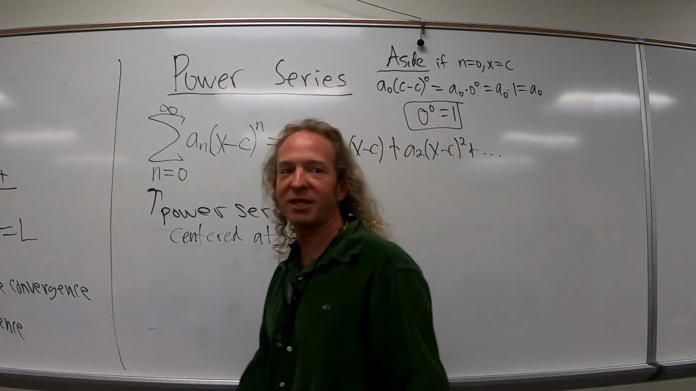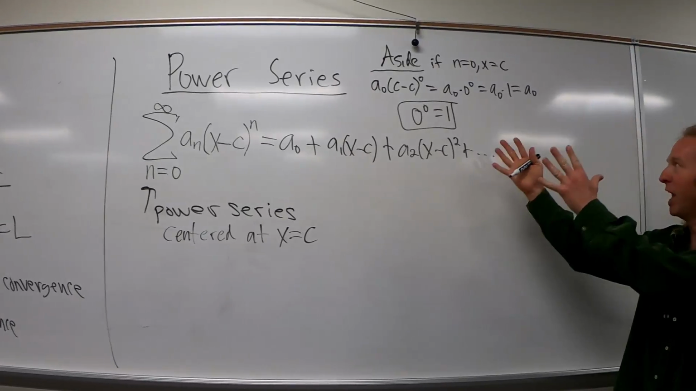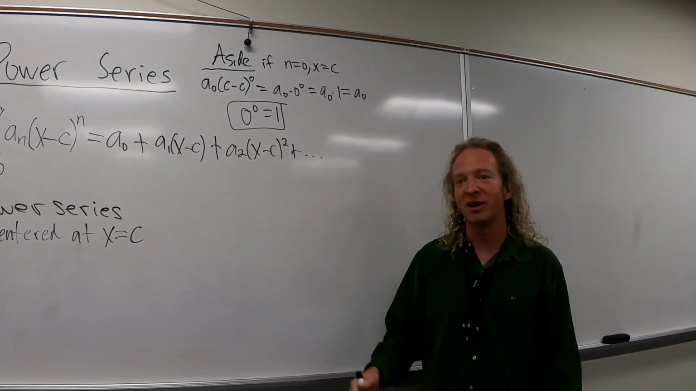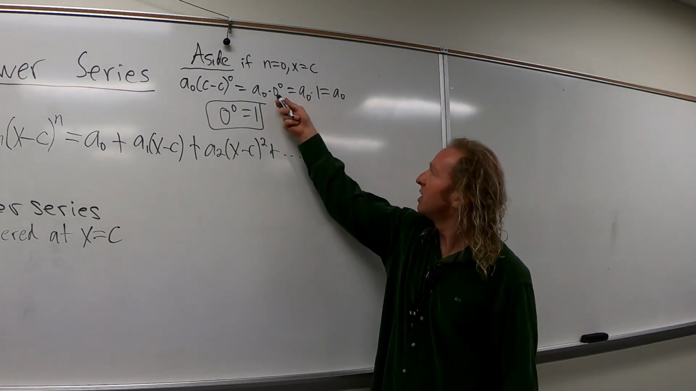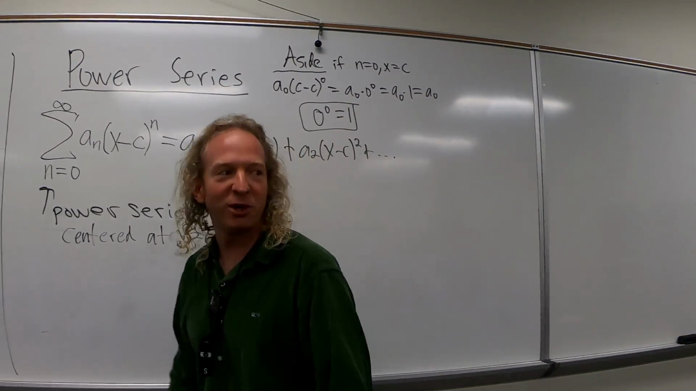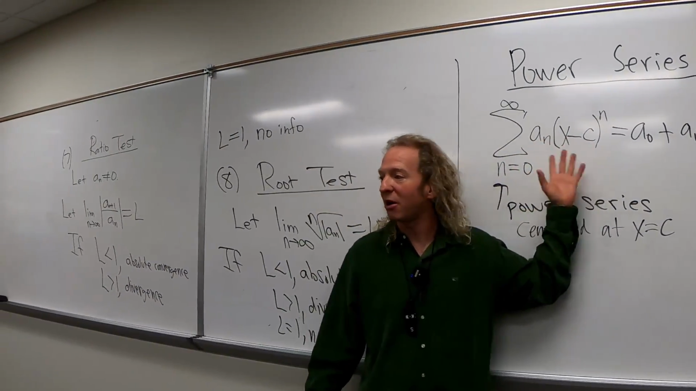I Googled this one day because I was curious, and some guy wrote like a 10-paragraph essay explaining why he thinks 0 to the 0 should be equal to 1. And so I always think, well, if it's not equal to 1, then all of this will fall apart, right? So whenever anyone asks you why 0 to the 0 is equal to 1, you could say that one reason is because power series will fall apart.